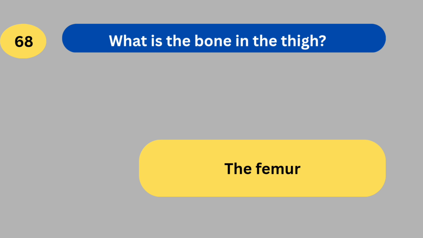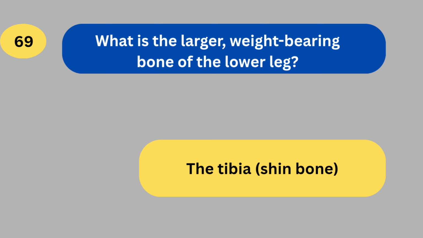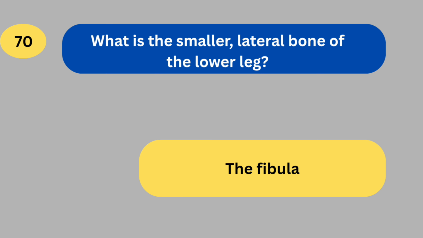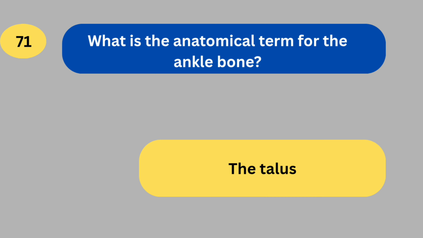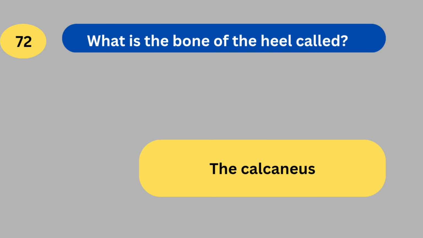Next question. What is the bone in the thigh? Answer: the femur. Next question. What is the larger, weight-bearing bone of the lower leg? Answer: the tibia, shin bone. Next question. What is the smaller, lateral bone of the lower leg? Answer: the fibula. Next question. What is the anatomical term for the ankle bone? Answer: the talus.